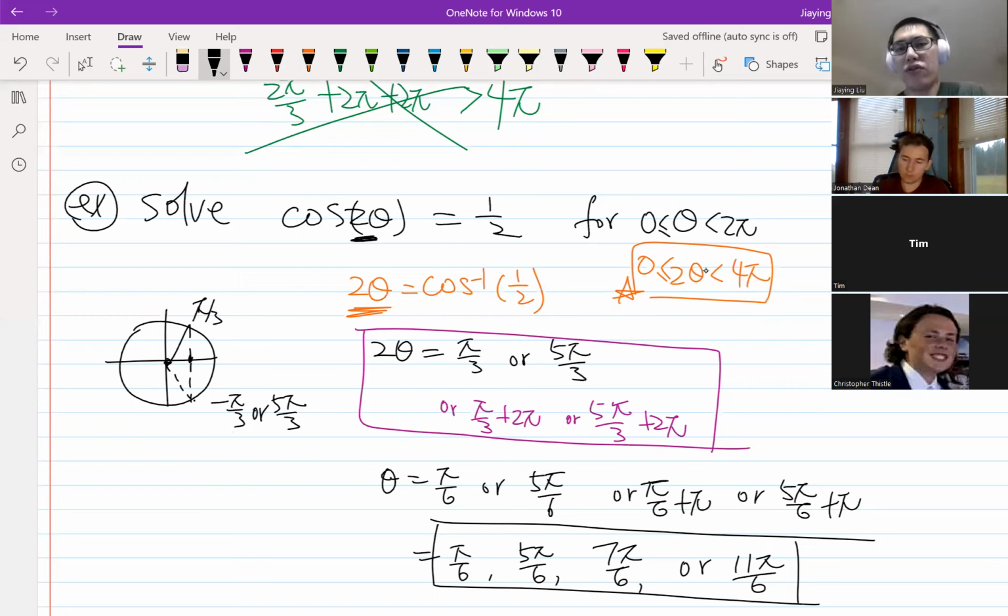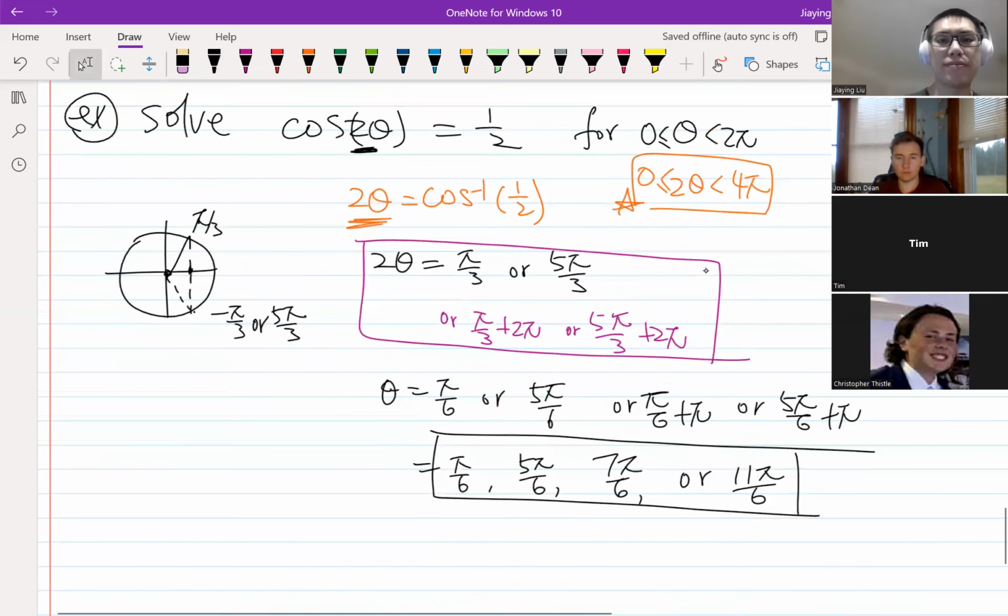In this case, we get 4 because remember, theta is from 0 to 2 pi, but 2 theta is from 0 to 4 pi. We have to find all the angles for 2 theta first. Any questions on that? All right, let's do one more example similar to this one.